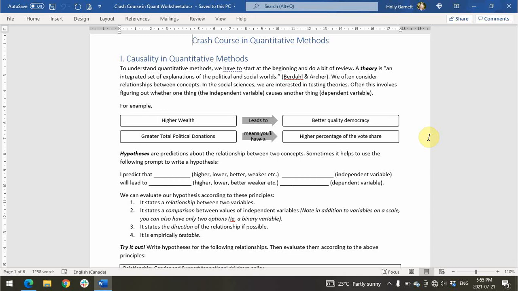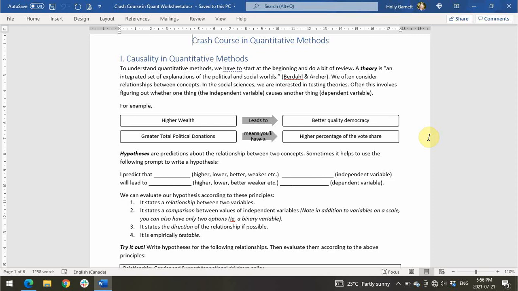Let's just start with what a theory is. I like to use the definition: an integrated set of explanations in the political and social world. For quantitative scholars, we often consider these relationships between certain concepts. We want to test these theories, these explanations, so we're going to look at figuring out whether one thing causes another thing.